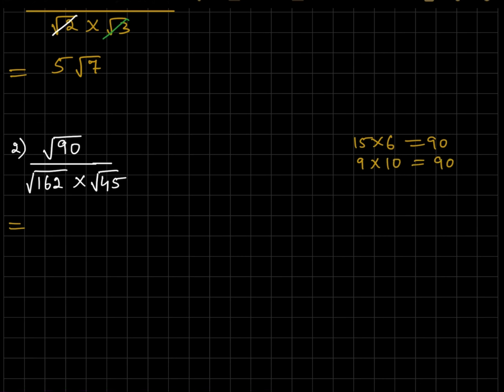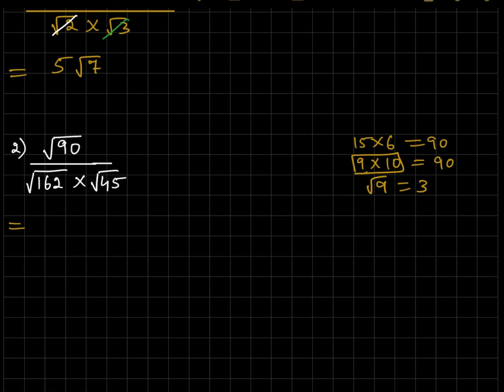So now which one should I choose? This one I will choose because 9 is a perfect square. If I write it as square root of 9, that would be 3, and that would be taken out of the radical sign. Correct? So that thing we have to keep in mind.